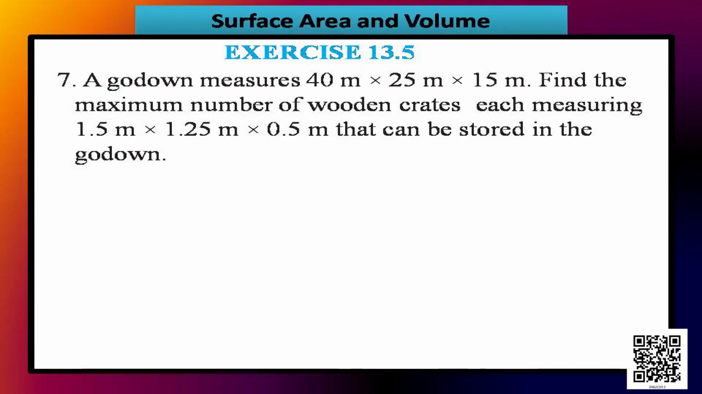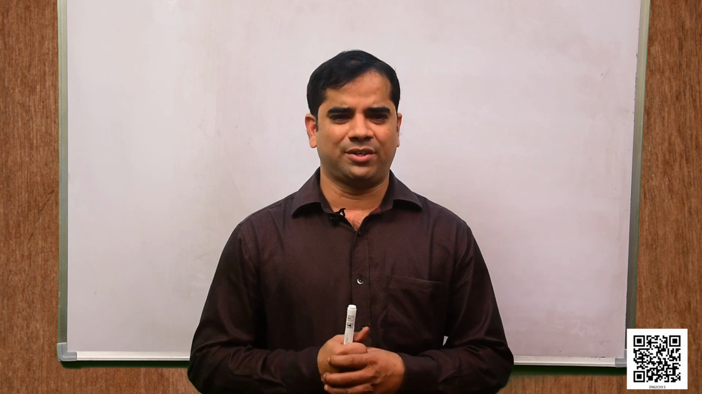It says a godown measures 40 meter into 25 meter into 15 meter. Find the maximum number of wooden crates, each measuring 1.5 meter into 1.25 meter into 0.5 meter, that can be stored in the godown. Let us now discuss the solution.